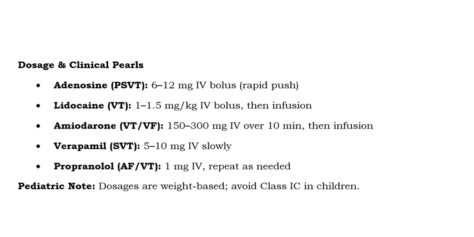Practical stuff. Yeah, like for acute PSVT, adenosine. Typically 6 milligrams rapid IV push. If no luck, try 12 milligrams. Lidocaine for VT. Usually 1 to 1.5 milligrams per kilogram IV bolus, then start an infusion. Amiodarone for VT/VF, maybe 150 to 300 milligrams IV over 10 minutes as a load, then an infusion.